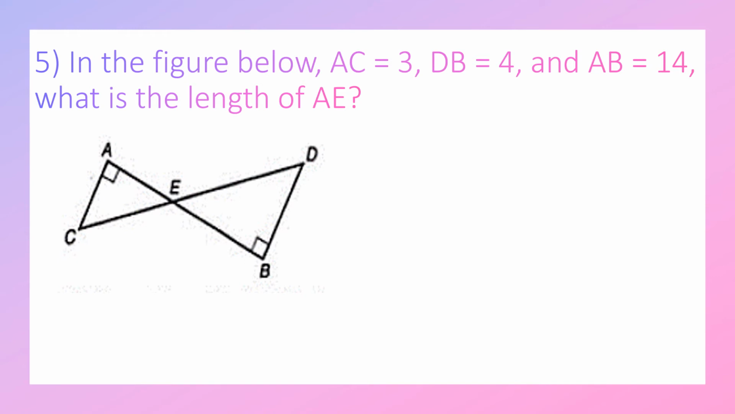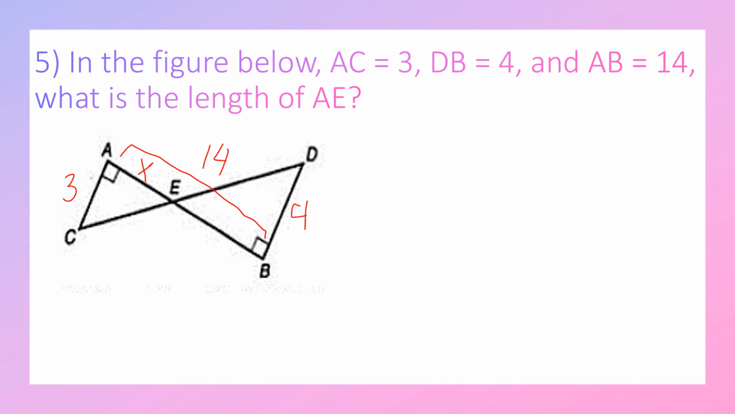Okay, going on to the back, these problems are a little bit trickier, but you know how to do every single thing here. It's just putting it together in one big problem that trips you guys up. Okay, so number 5 in the figure below, AC is 3, and I'm going to fill those in. DB is 4, and AB, the whole entire thing here, is 14. What is the length of AE? So I'm going to put an x there.